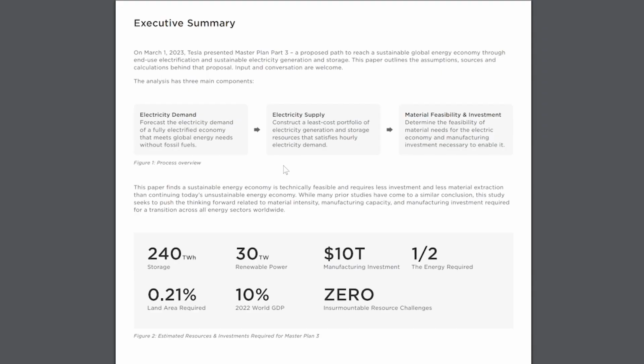So, the sum of the numbers here: Tesla has determined that 240 terawatt hours of energy storage would be needed, through 30 terawatts of renewable power generation, a $10 trillion investment, and half the energy required compared to the current energy system, which is an interesting one we'll get into. Only one fifth of 1% of land area is required for solar panels and windmills to power this potential future. And that 10 trillion represents 10% of world GDP. If you stretch it over 10 years, that'd be 1% of GDP per year, or over 20 years, 0.5% of GDP per year.